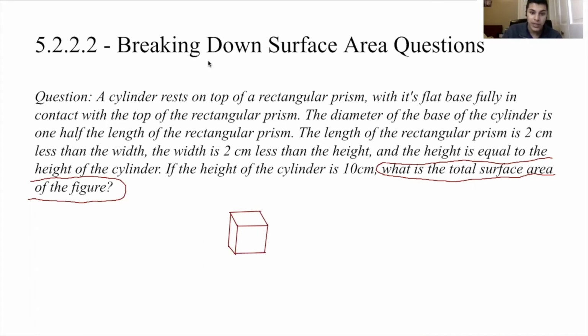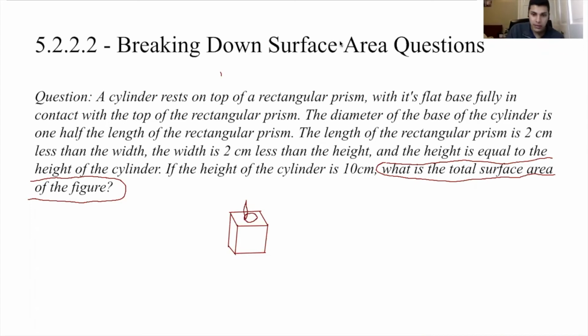All right, so we have a rectangular prism, and it says a cylinder rests on top of it with its flat base, which means its circular base, fully in contact with the top. Okay, so if its circular base is fully in contact with the top, it's not somewhere like over here, because that's partially off. So it's going to be somewhere in the center. It doesn't really matter where, but let's just put it somewhere in the center, like this, and then we can draw a cylinder.